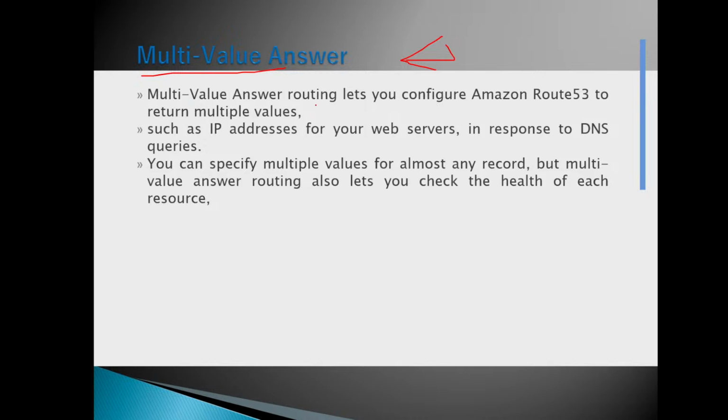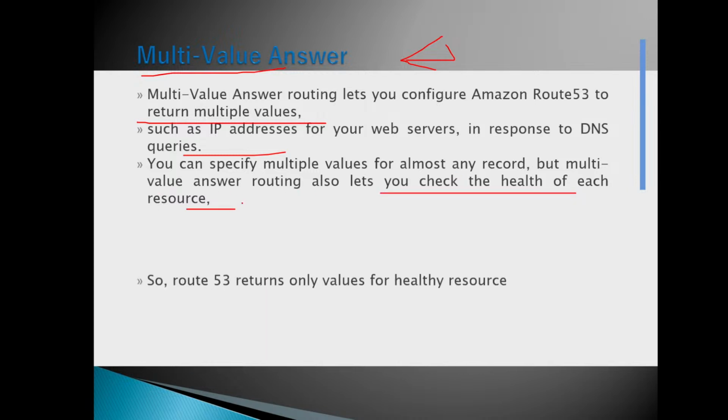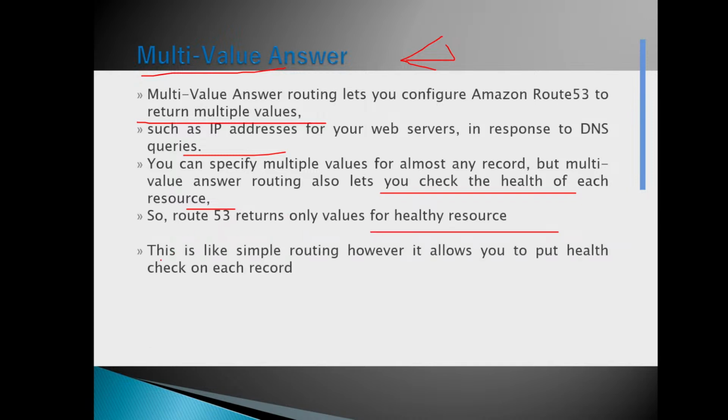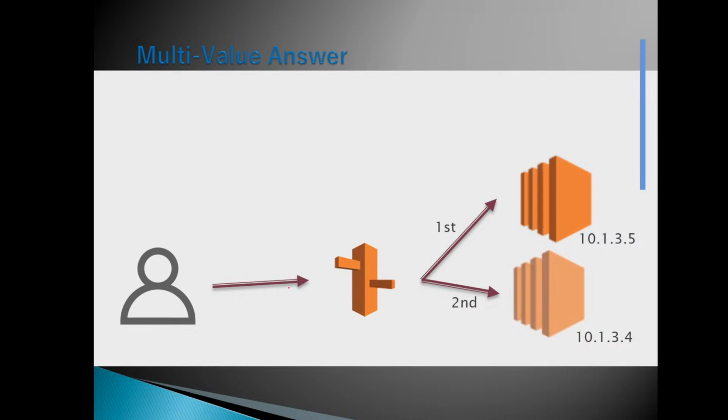Multi-value answer routing lets you configure Route 53 to return multiple values, such as IP addresses, to your web server in response to a DNS query. You can specify multiple values for almost any record, but multi-value answer routing also lets you choose the healthy instance. So Route 53 will return only healthy resources. This is like simple routing, however it allows you to put a health check on it.